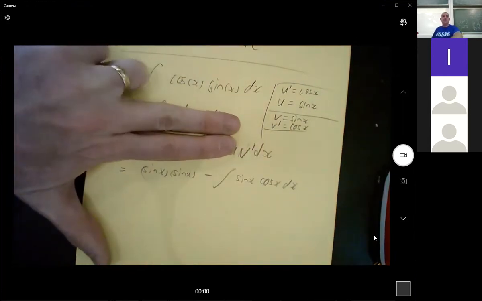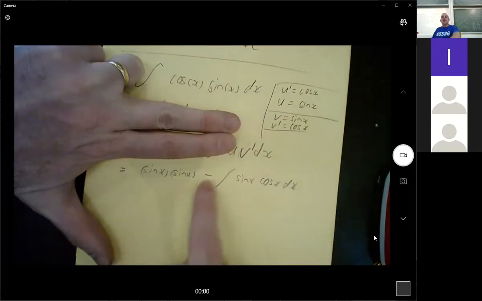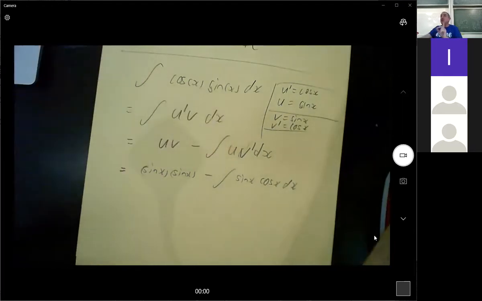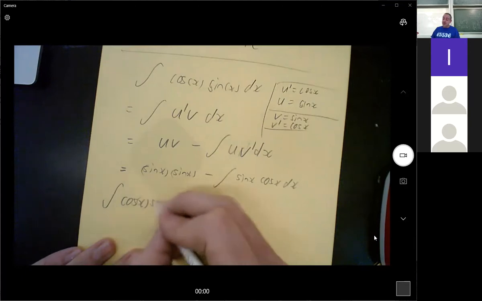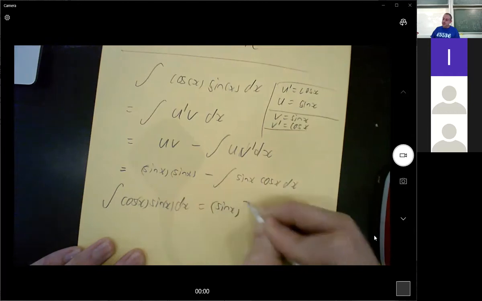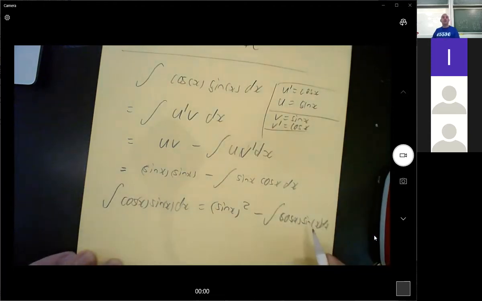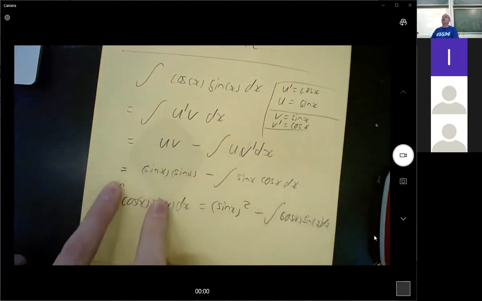But wait. I cover this bit up. I have the integral of cos x sin x dx is equal to this thing minus the integral of, well, sin x cos x is the same as cos x sin x. So I'm just going to write that down so that it's absolutely clear what's happening here. So that's what I've just figured out. If I add this to both sides of this equation, I'll have two of them here.